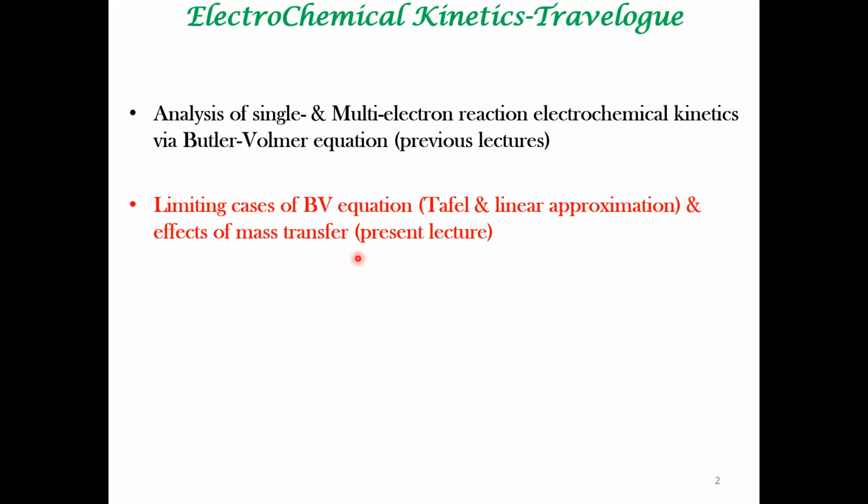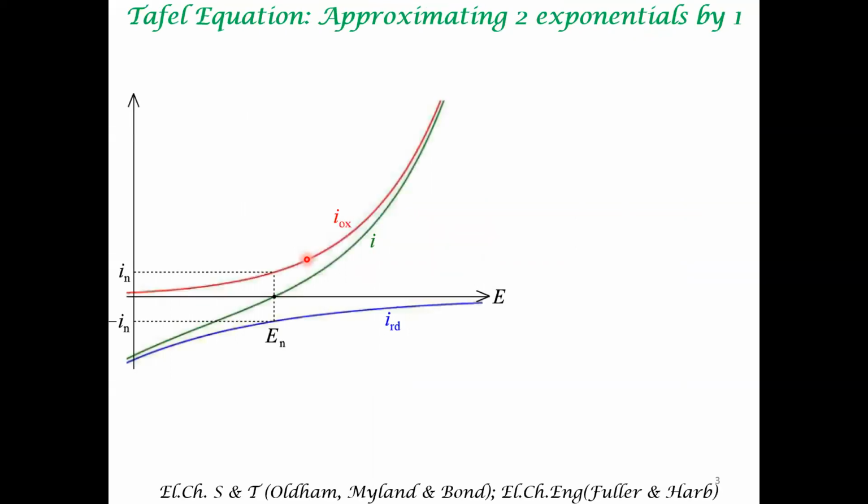We'll deal with transport much more elaborately from the next lecture, but this gives you an introduction to the effect of transport. We had earlier seen that the net current versus the potential shows this behavior. The overall current provided by the green curve is the sum of two components, oxidative current and the reductive current.